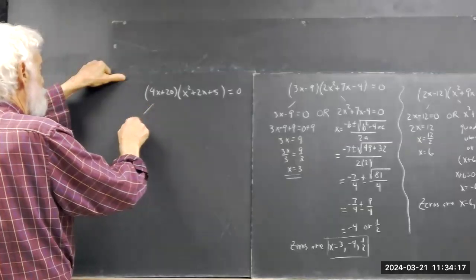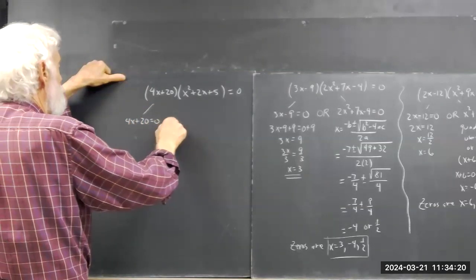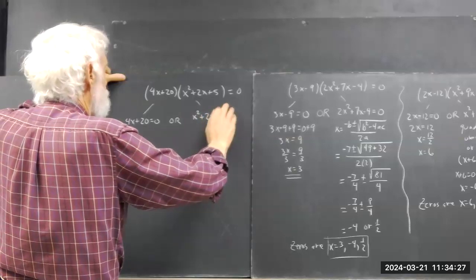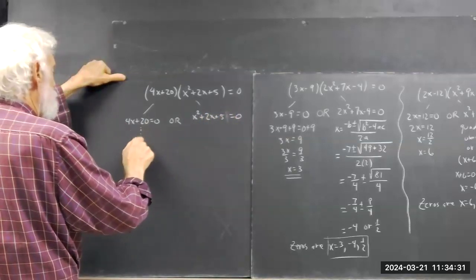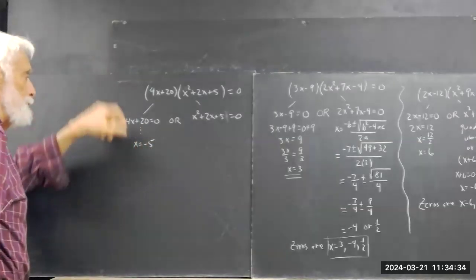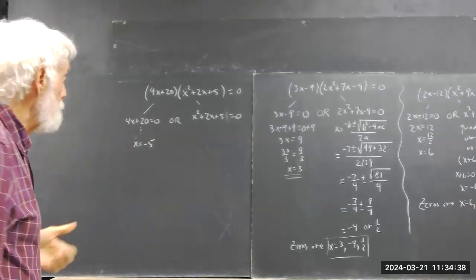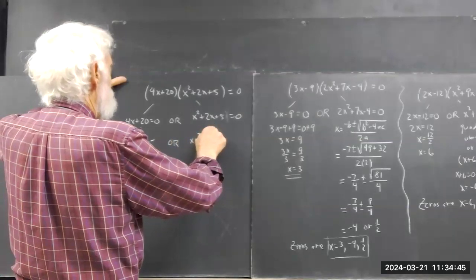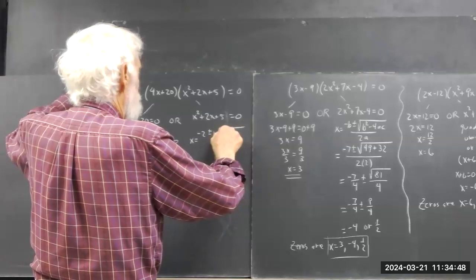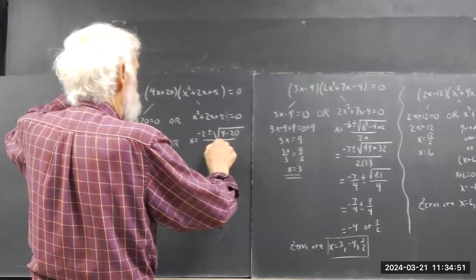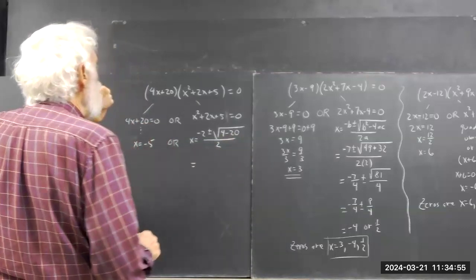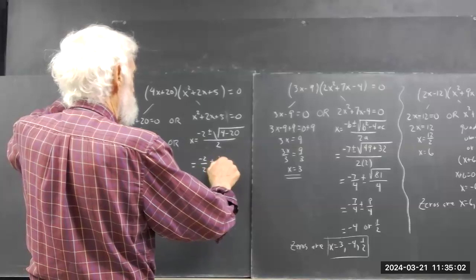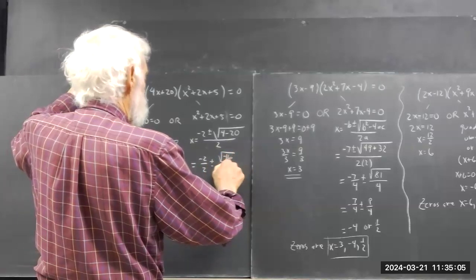This tells us that 4x plus 20 equals 0, or x squared plus 2x plus 5 equals 0. Now, if you solve this, you get x equals negative 5, subtract 20 from both sides and then divide by 4. Or x equals negative 2 plus or minus the square root of 4 minus 20, divided by 2. So that equals negative 2 over 2 plus or minus the square root of negative 16 over 2.